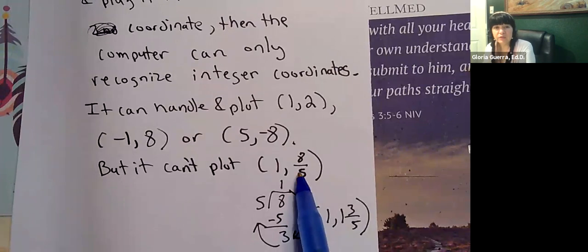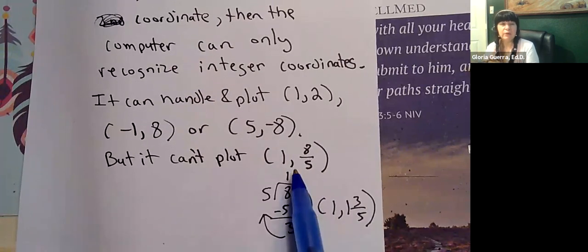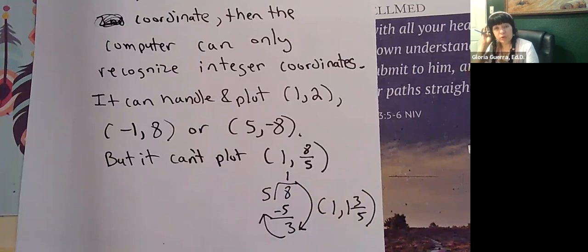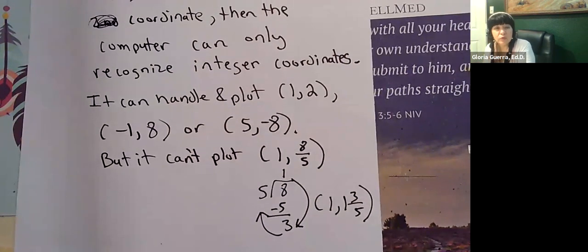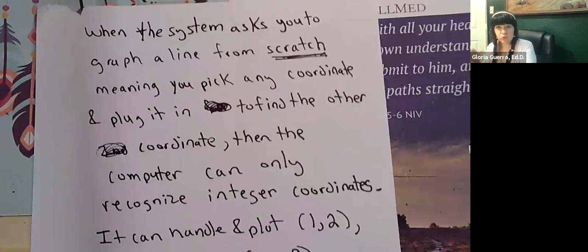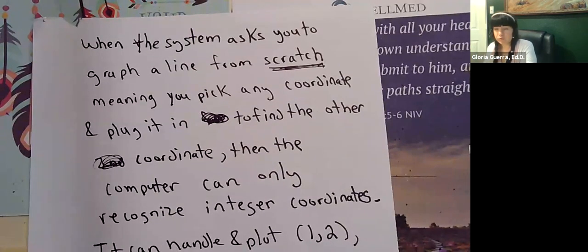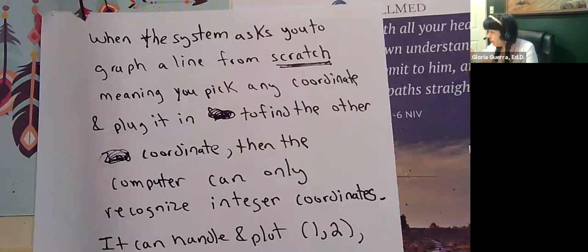It doesn't mean that your math is wrong. It just means that you would have to pick another point until you end up with a valid ordered pair that has integer coordinates as answers, no fractions or decimals. And that's only when you're asked to graph a line totally from scratch. Just keep that in mind.